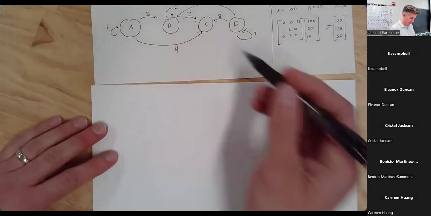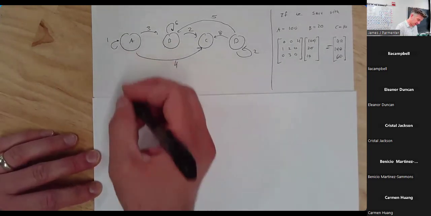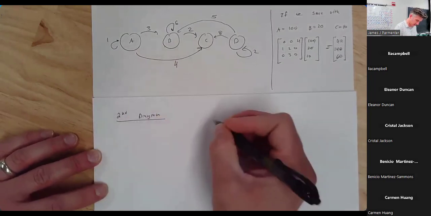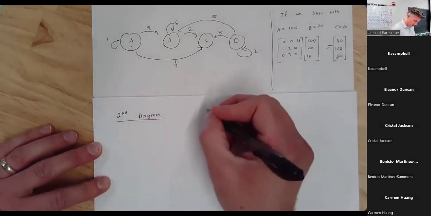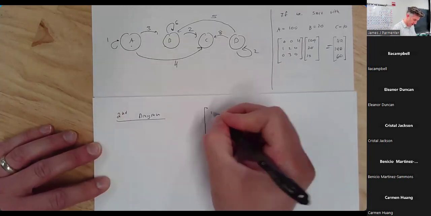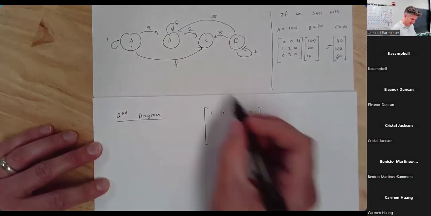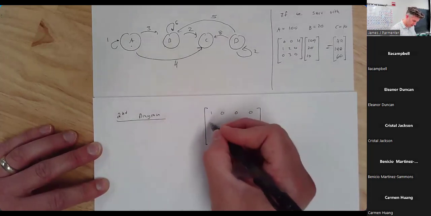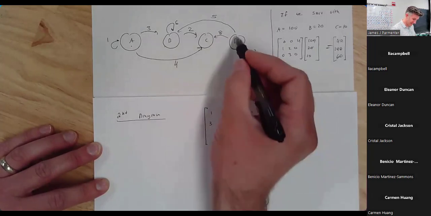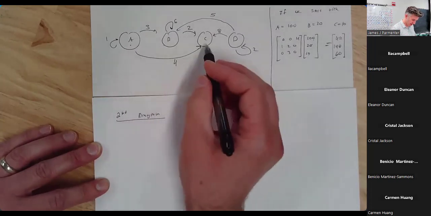So for this other diagram here, let's write the matrix as well. Again, I'm really just trying to see what's going in and out. So I need 4 rows and 4 columns. So into A, I have 1 of A, nothing else: 0 of B, 0 of C, 0 of D. Into B, I have 3A, 6B. C is not going into B, but D is. So 0C, 5D.